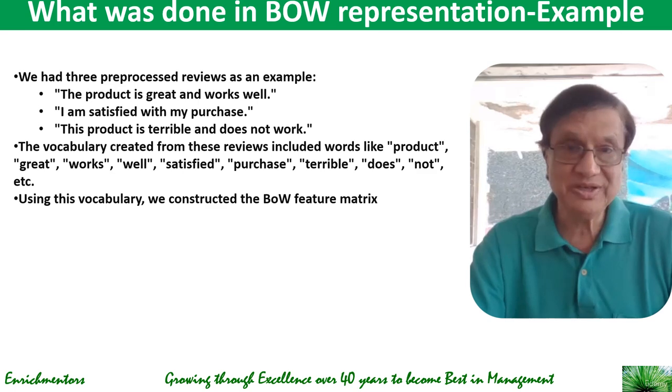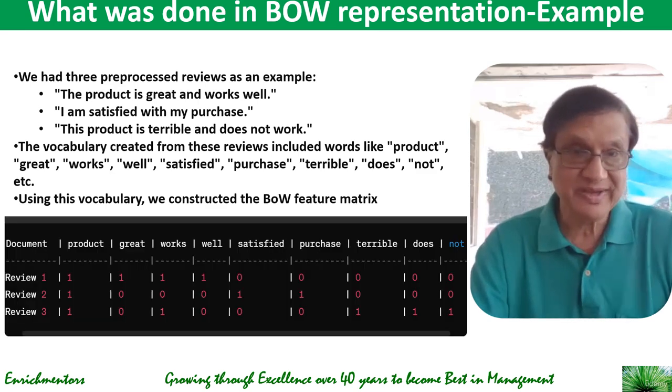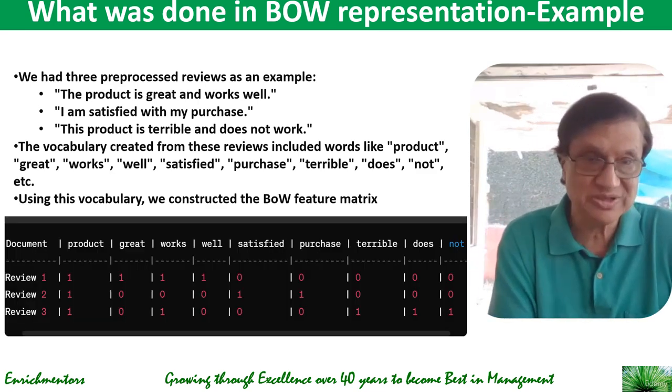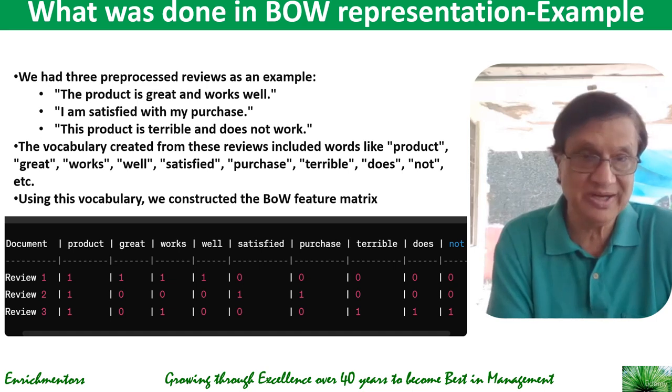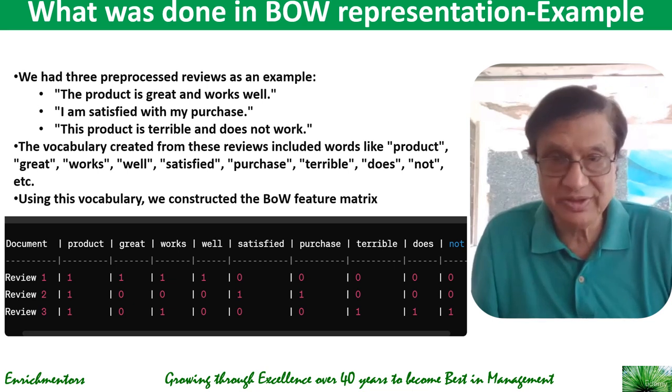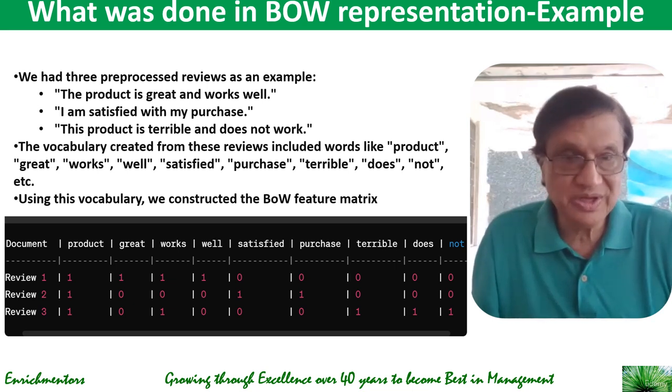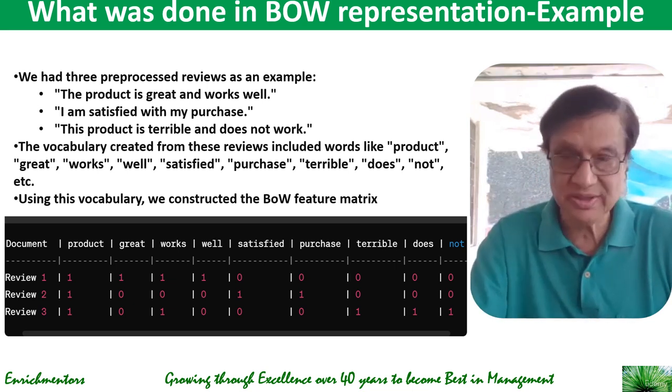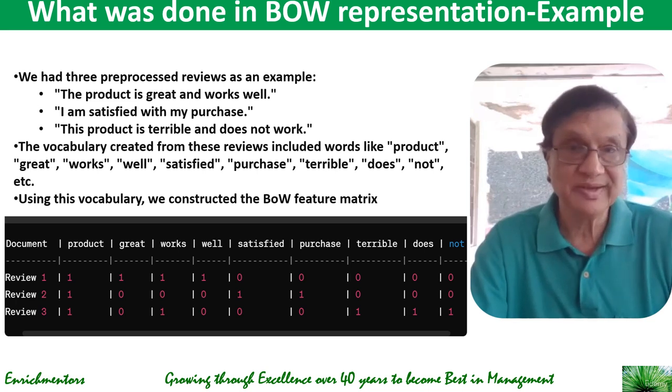Using this vocabulary, they constructed a BOW matrix, and this is how the BOW matrix looked. Each row represented a review, as you can see, review 1, 2, and 3. Each column represented a word in the vocabulary, and the values indicated the frequency of each word in the corresponding review.